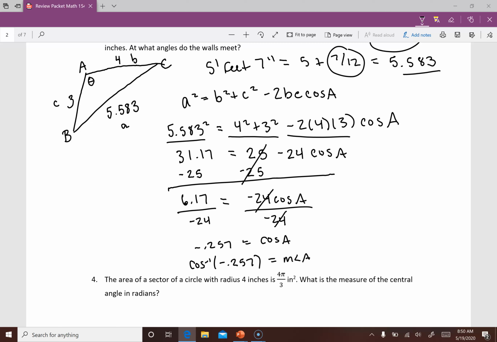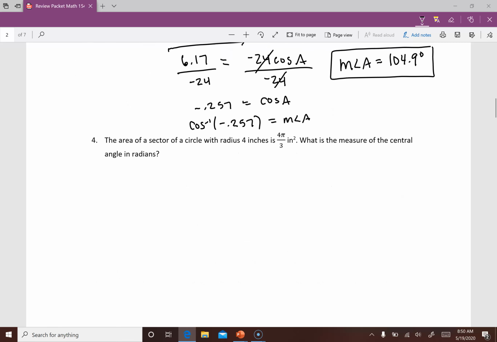And I just do that in my calculator, right? Press second and then press cosine and then put in that negative 0.257. And that just leaves me with my angle. And it should be around 90, but it should be a little bit bigger. In fact, I get 104.9 degrees, which means this is pretty darn far off from being a right angle. Which makes sense because that should be a 5 if we want a right angle. And that's quite a bit bigger.